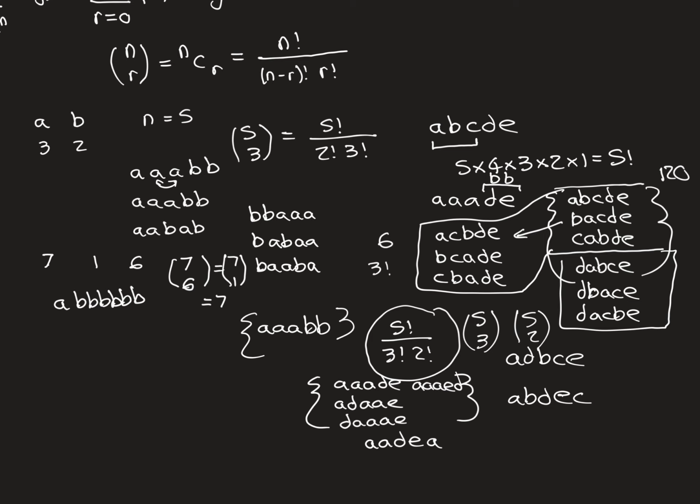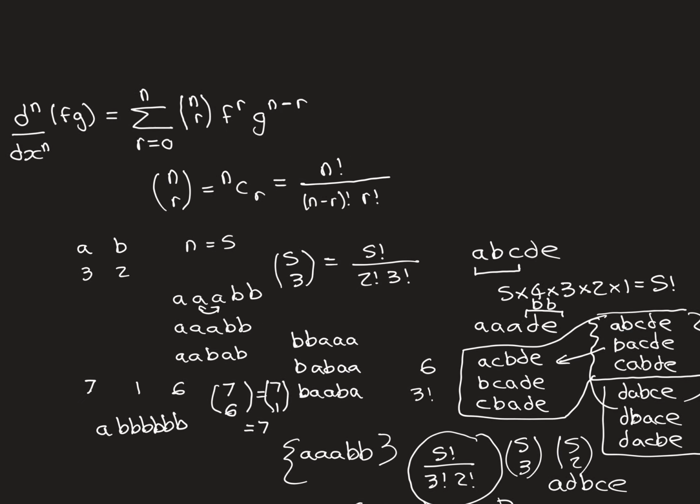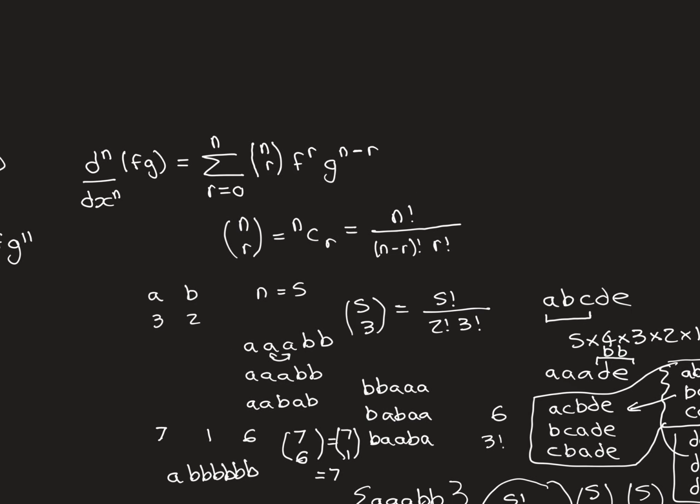So back to the problem of the Leibniz rule. So here we are. So the nth derivative of the product of f and g, we've already established that it's going to be made up of this sum of all the ways of distributing the differentiation. And then why is the coefficient going to be equal to this?